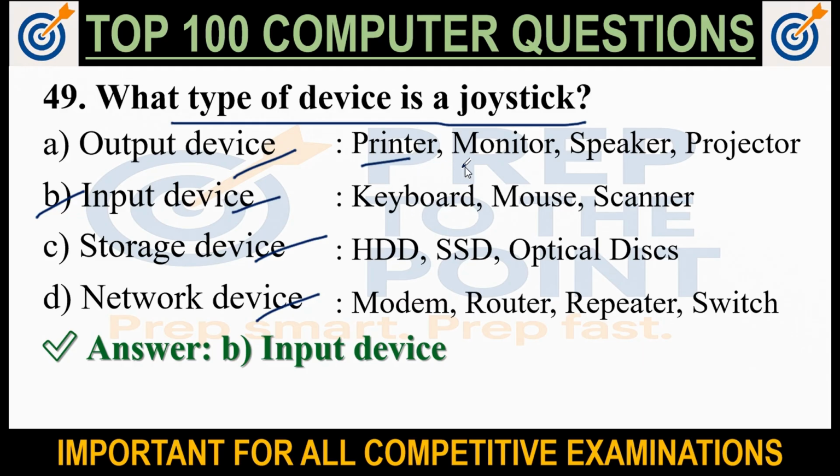Printer, monitor, speaker, and projector are output devices. Keyboard, mouse, and scanner are input devices. Hard disk drive, solid state disk, and optical discs, that is CD, are storage devices. And modem, router, repeater, and switch are examples of network devices.